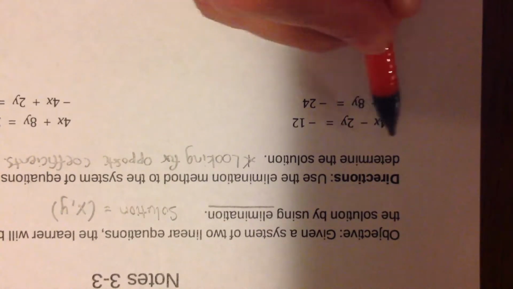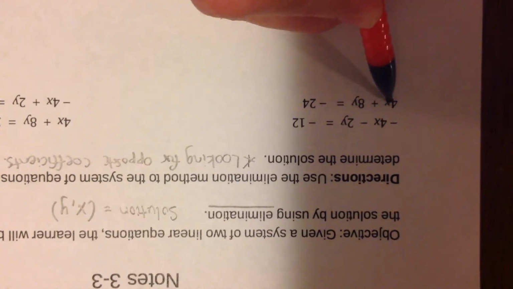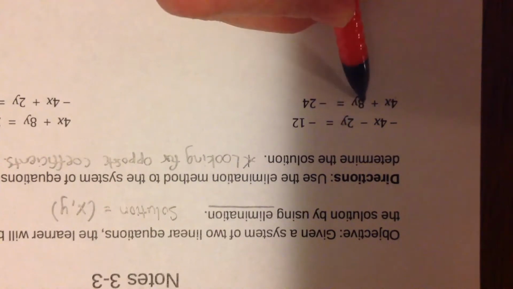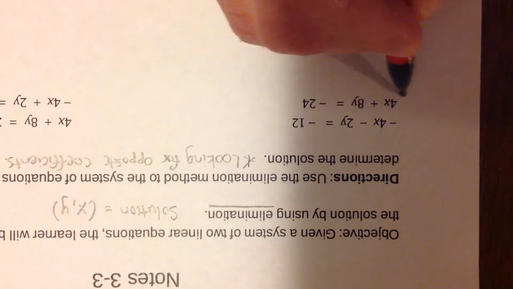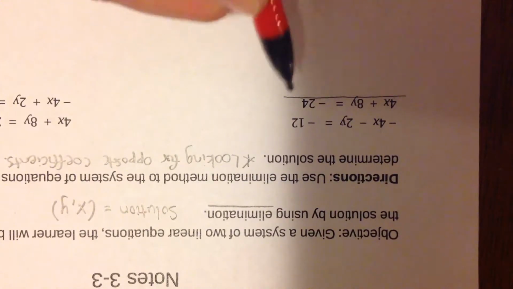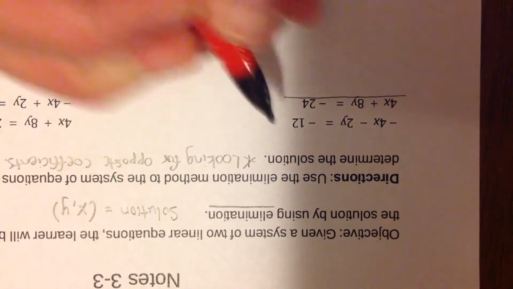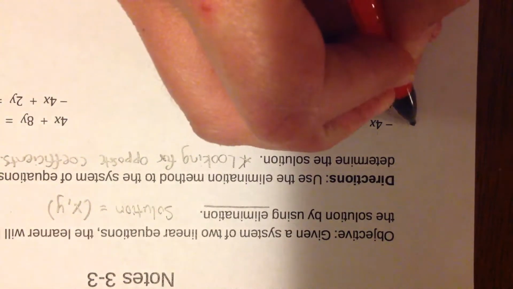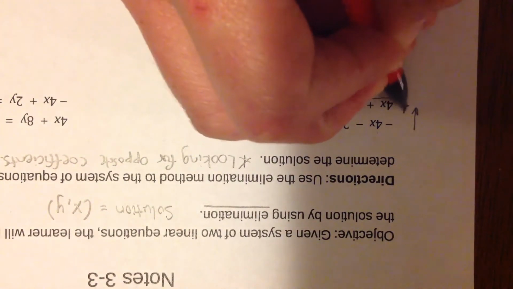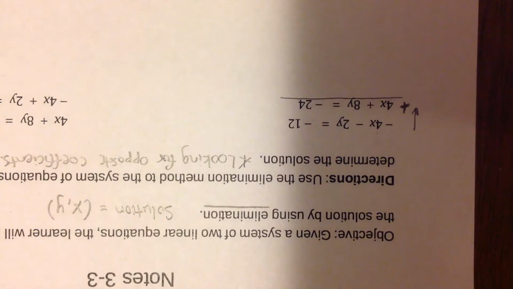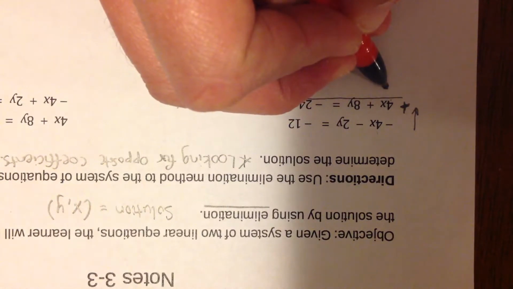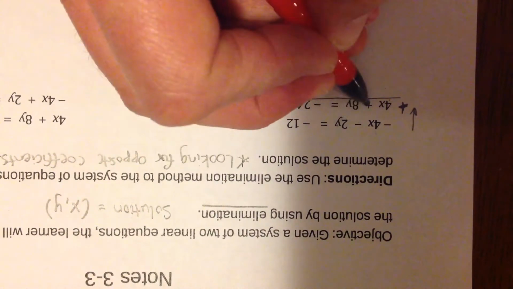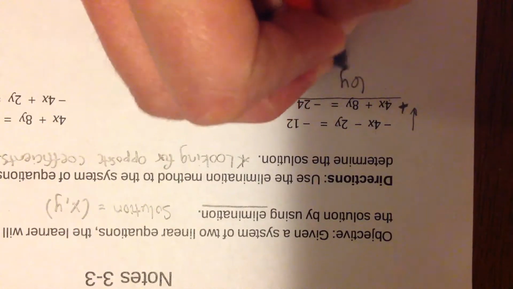So if I look at these right here, I know I have -4 and +4. Oh, those are opposites. -2 and +8 are not opposites. But since I have two opposites here, I can just go ahead and add these together. You'll see in a minute, when we don't have opposites, we have to make opposites. So what I'm going to do is I'm just going to add, just like you would any sort of math problem there. So -4x plus 4x is 0x, so we'll just leave that alone. -2y plus 8y gives me 6y.